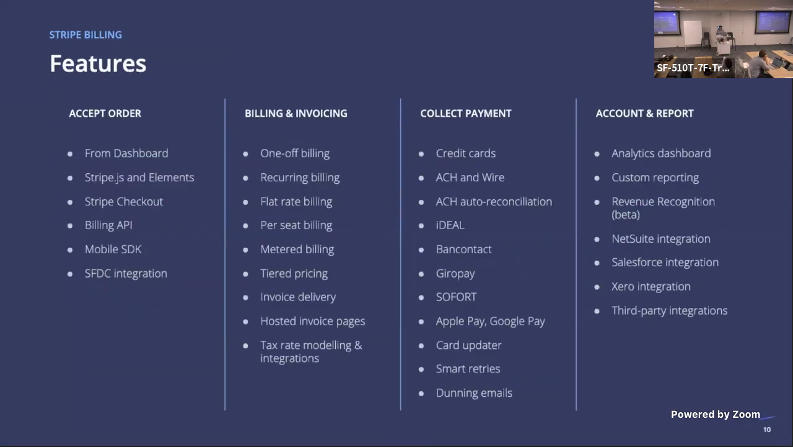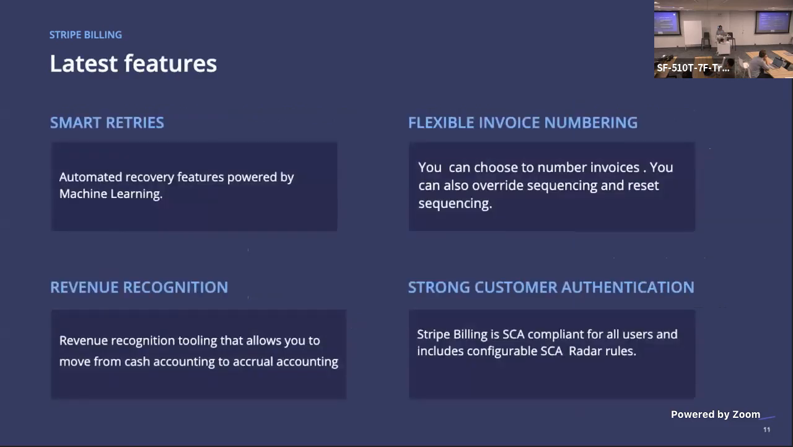So when we think about all the features of billing, there's a ton of things we can list here, but at the fundamental level, it's about how do you create a customer and accept their order? How do you set up your business model so they know what they can buy? How do you then actually get the money from them? And then how do you understand how much money you've gotten? And really all of our features fit into these categories.